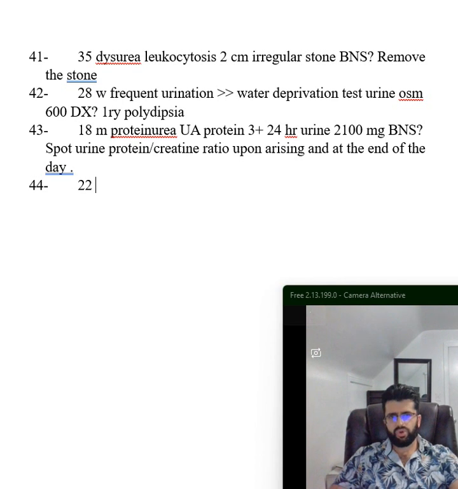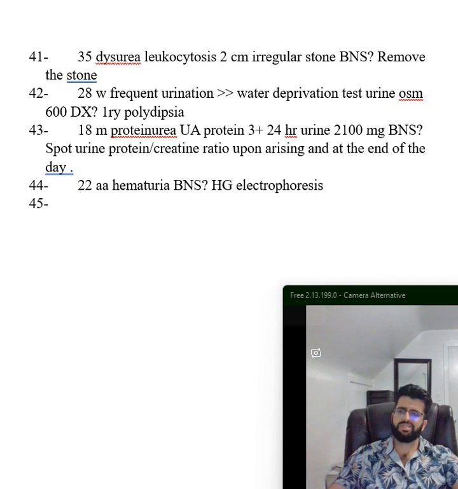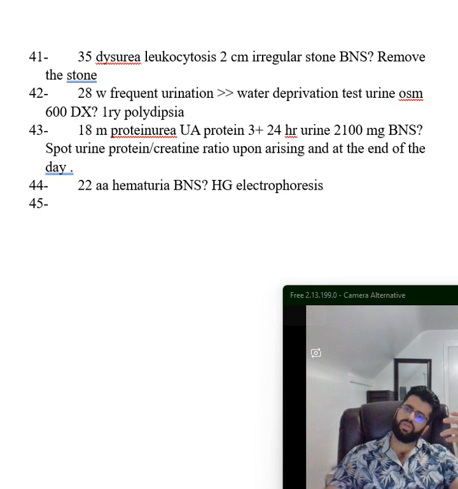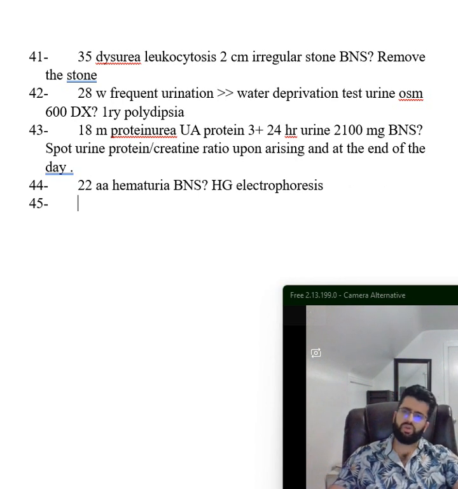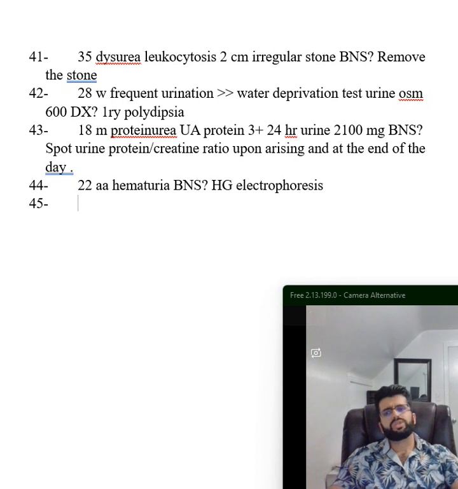Now, if you see a 22-year-old African American male coming with hematuria, okay, and then they ask you what's the best next step. This one you want to do hemoglobin electrophoresis. This is because this could be sickle cell trait that can cause impaired ability to maximally concentrate urine. Okay, so you do hemoglobin electrophoresis just to confirm the diagnosis. Okay, a rare complication of sickle cell trait can cause renal medullary carcinoma, which is a malignant cancer, but this is rare.